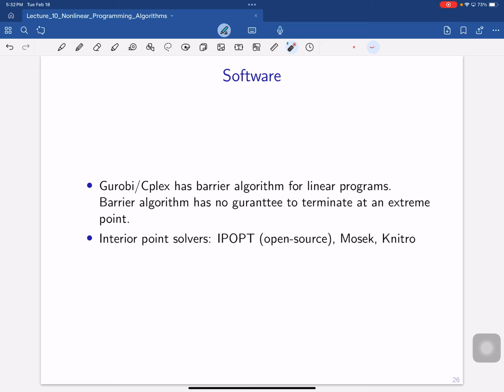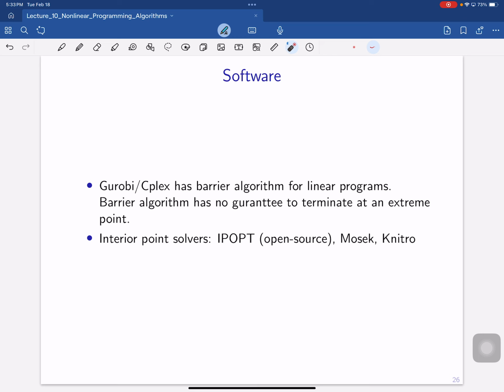LP, right? Now, one thing to remember is if you are only interested in solving a linear program, you don't care about whether the solution you got is at an extreme point or not. You only want a solution, okay? Then barrier algorithm is usually faster than simplex, right? Because in barrier algorithm, there is no guarantee of extreme point or a basic feasible solution.